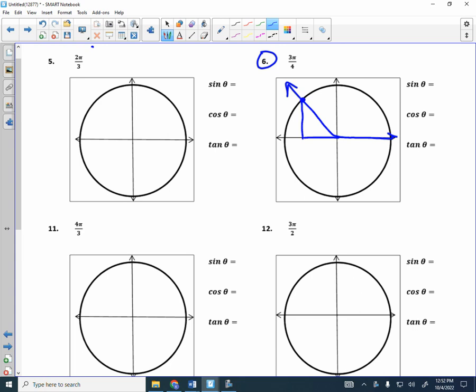And what is this coordinate going to be then? Negative root of 2 over 2. Root of 2 over 2. And so the sine value will be root of 2 over 2, cosine will be negative root of 2 over 2, and tangent will be negative 1.